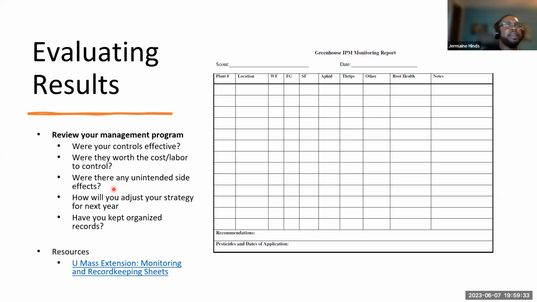I'm going to use a different brand, use less, change my scouting. Have you kept organized records? This is where a lot of those data sheets and record keeping sheets can really come in handy as you check from year to year on the progress of your controls.